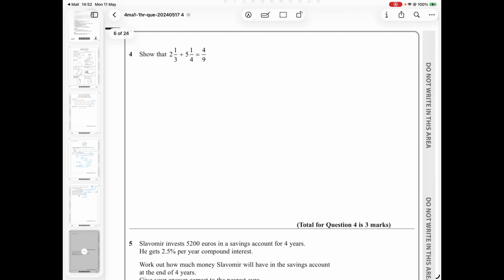This one, 2 times 3 plus 1, that's 7 over 3, divided by 5 times 4 plus 1 is 21 over 4. Keep, change, flip. I suppose I can just do this, 3, 1, that's 4 over 9. So that's 4/9. And should I do one more?